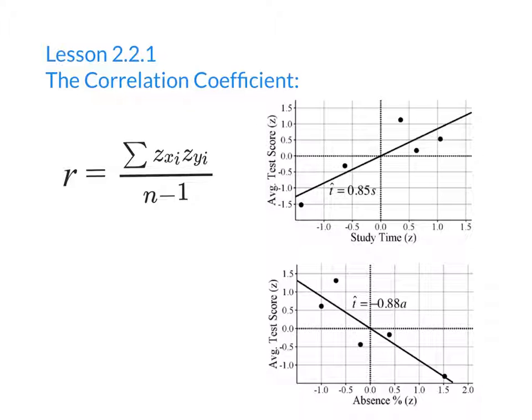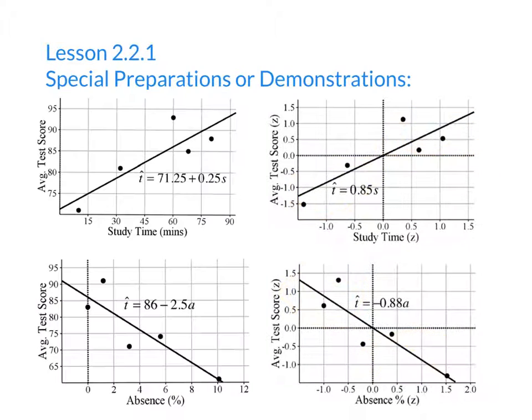Students explore its characteristics, such as the sign of R indicates the direction of the relationship, because points in the first and third quadrants contribute positive products to the sum, while points in the second and fourth quadrants contribute negative products to the sum. And that the magnitude of R between 0 and 1 indicates the strength of a linear relationship.